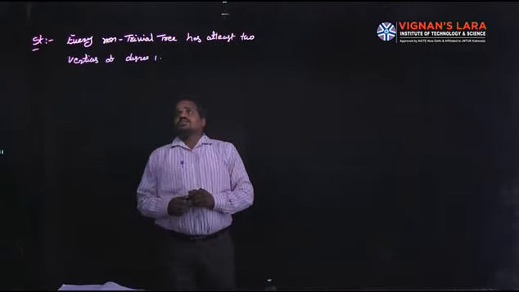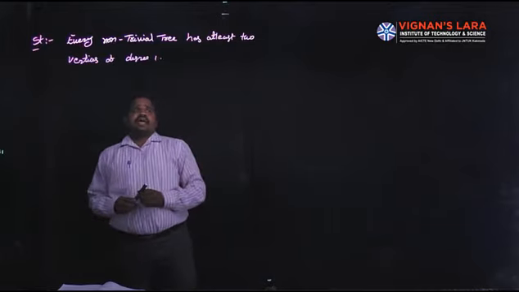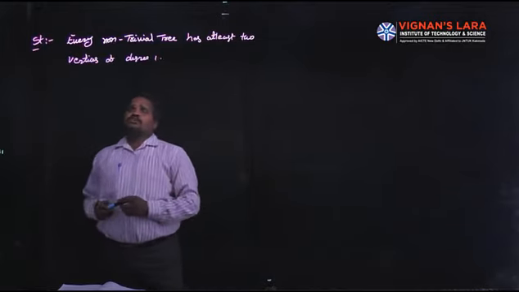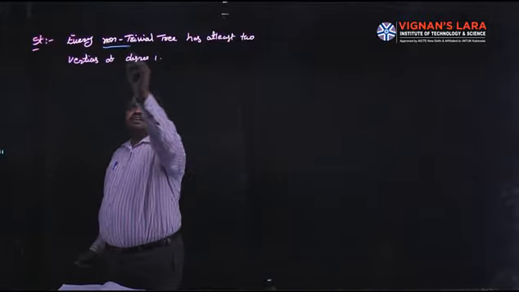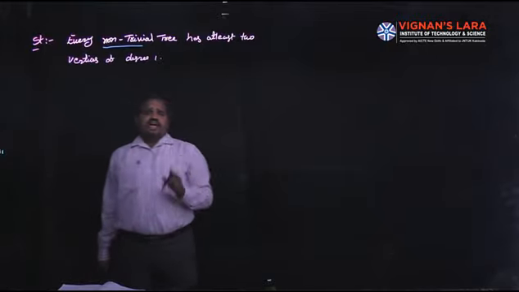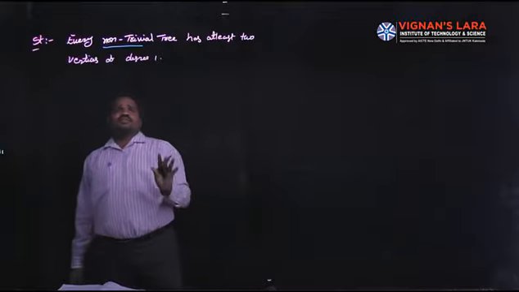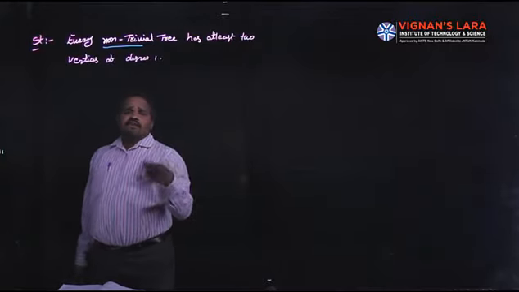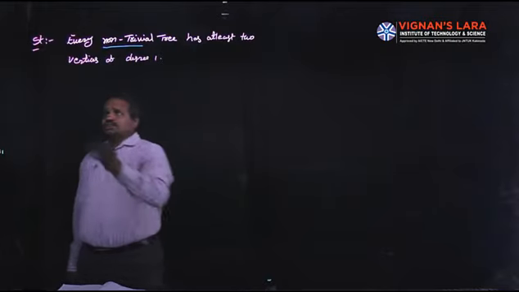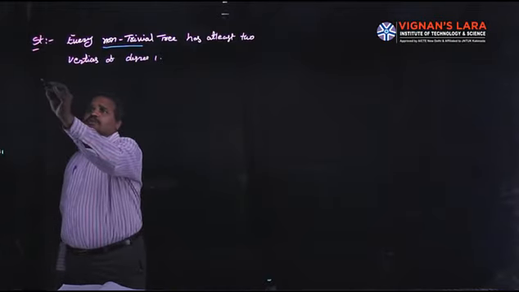Now see this: every non-trivial tree has at least two vertices of degree 1. That one we have to prove. What is the meaning of non-trivial? Trivial means a tree having only one vertex. A non-trivial tree means one having two or more vertices. Solution, proof.